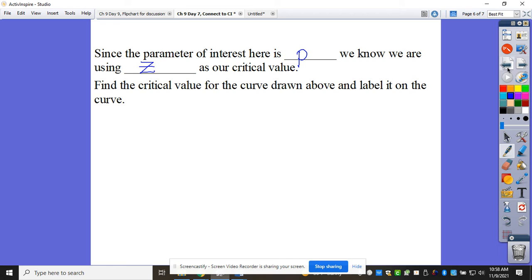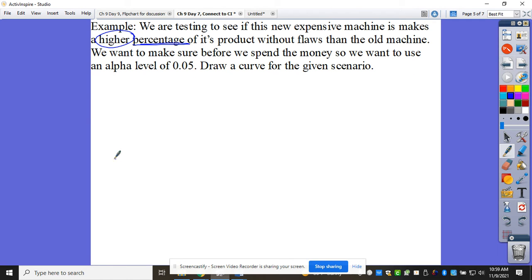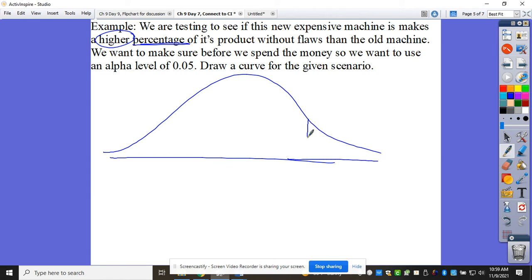Alright, so let's draw the curve that goes with this. We decided that it was higher, so it would be greater than, which means we're shading to the right. And I am telling you that alpha is 0.05. So I can find what this critical value is to go with that alpha. So thinking through, there are different ways to do this. How can I find what that critical value line is?